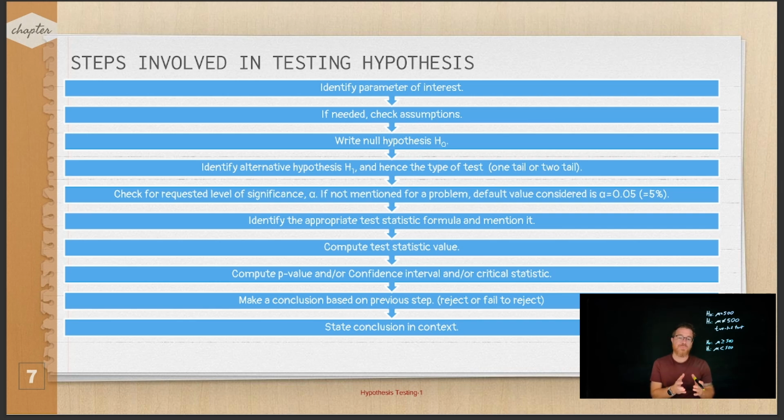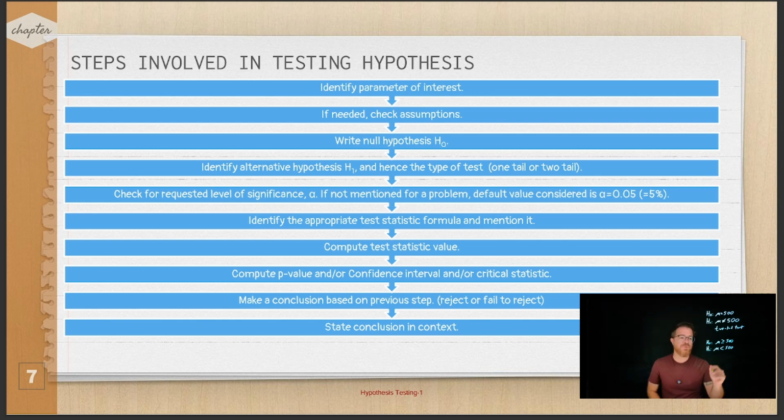So this would be, for example, are we able to use the standard normal distribution, or do we have to use a student's t-distribution? The next thing is to write our null hypothesis, that initial claim. And then we want to identify our alternate hypothesis and then what type of test we're doing based on that alternate hypothesis that we have selected. Then we want to check the requested level of significance. This should be given in the problem. If it's not, then our default is alpha equals 0.05.